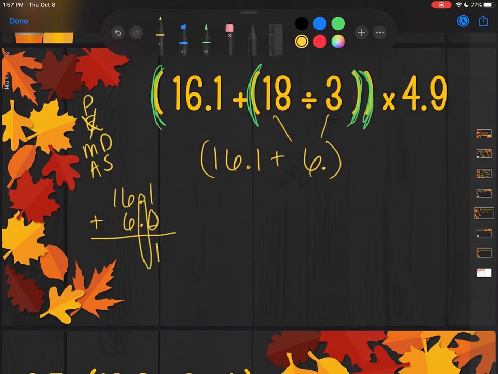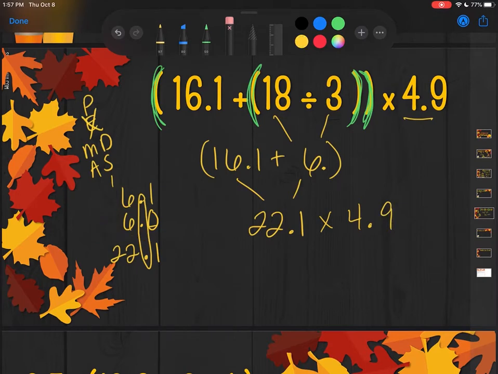So 1 plus 0 is 1. Make sure my decimals are good, which they are. 6 plus 6 is 12, carry the 1, and I get 22.1. So my whole parentheses end up being 22.1. So now I've got 22.1 times, I've got that 4.9, right? 22.1 times 4.9. All right, so that will be my final step.